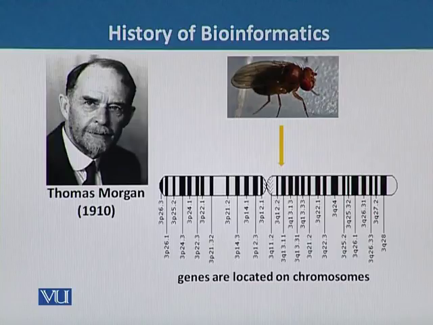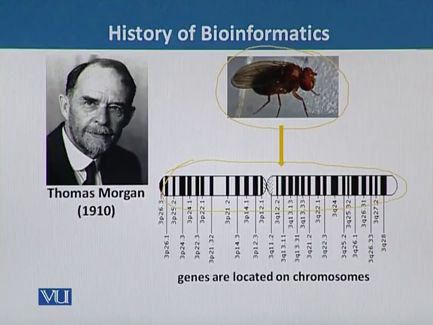Next is Thomas Morgan, who in 1910 performed some crossing over experiments by using an experimental fly known as Drosophila melanogaster. His main finding is that he proved that genes responsible for the appearance of a specific phenotype were located on the chromosome. This is a very important discovery made by Thomas Morgan in 1910.